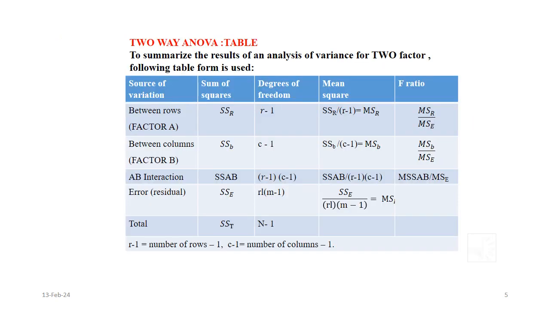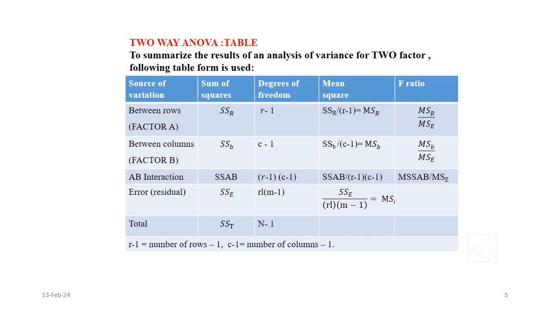To summarize the results of analysis of variance with two factors, the F tables will be used and the calculations are as follows. First is the source of variation, second is the sum of squares, third is the degrees of freedom, and then mean squares and F ratio. The F ratio is calculated between rows, that is between factor A, between columns, factor B, and the interaction between them, and error, also called residual. This is the difference between one-way analysis of variance and two-way analysis of variance.